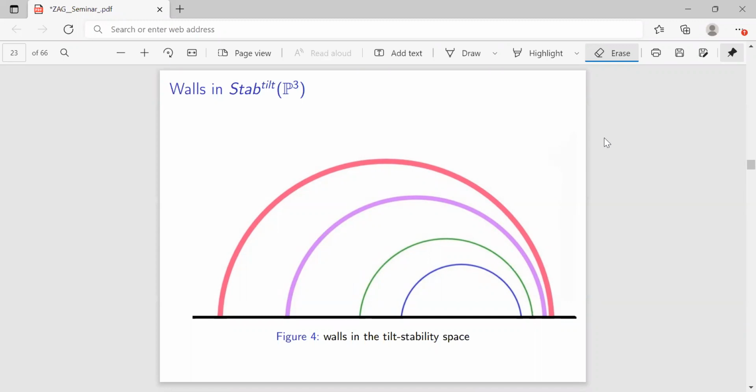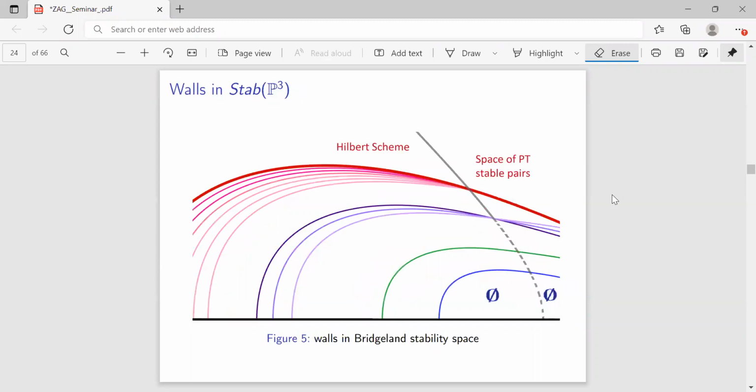So let's go to the Bridgeland stability space. Then this picture becomes this. Basically, you see that these first 2 walls remain just single walls, but the third wall becomes 3 walls, and the last wall becomes 7 walls here in this Stab of P3.